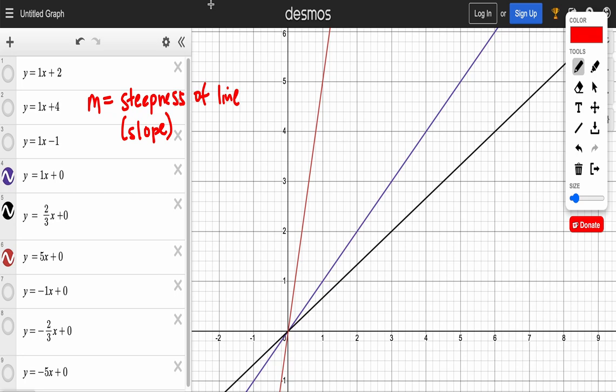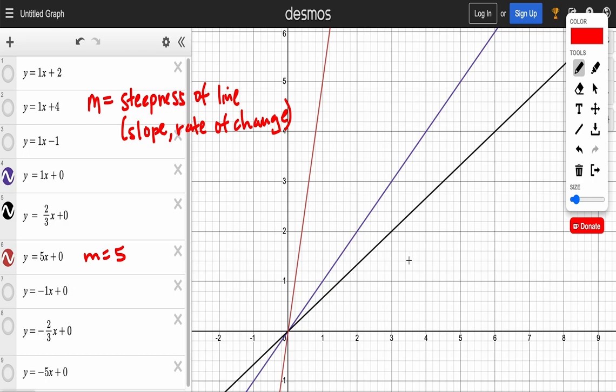We also call it the rate of change. So it's basically how steep the line is telling us how fast it's changing, the rate of change. Like for this slope of 5, it's changing really quickly, right? It's super steep. For the slope of 2/3, not changing as quickly. It's not climbing as quickly. It's not as steep. The slope is lower.